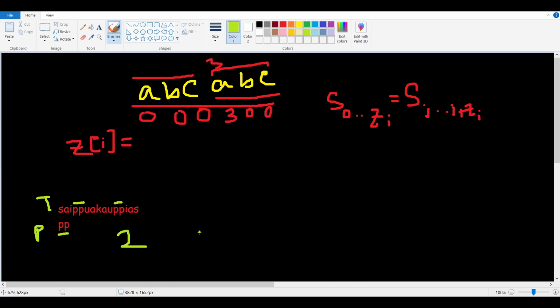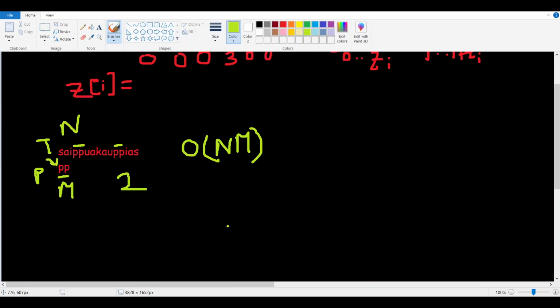The brute force algorithm is this: if the length of the string is n and the length of the pattern is m, then the brute force solution is obviously order of n into m, where we check every substring of length m with this pattern pp. Let me discuss the brute force algorithm again. We'll take every substring of length 2 from the text.